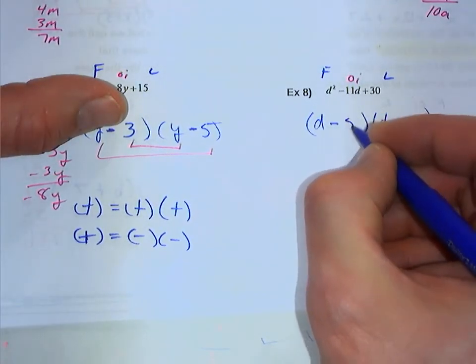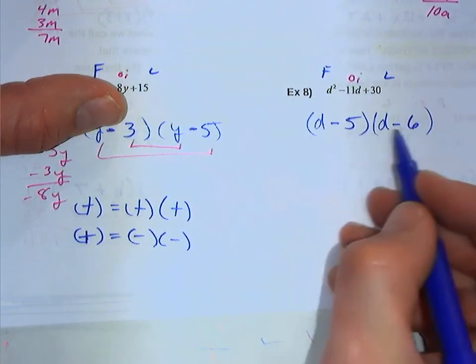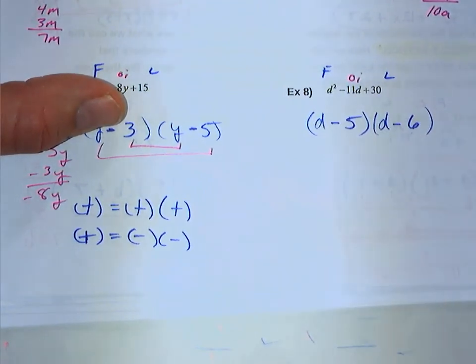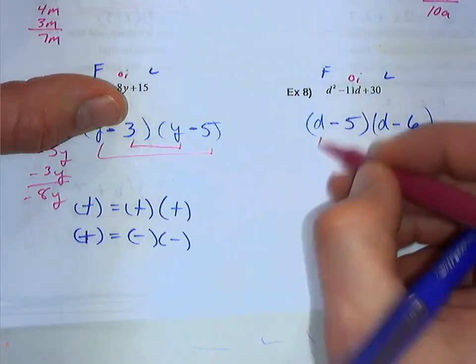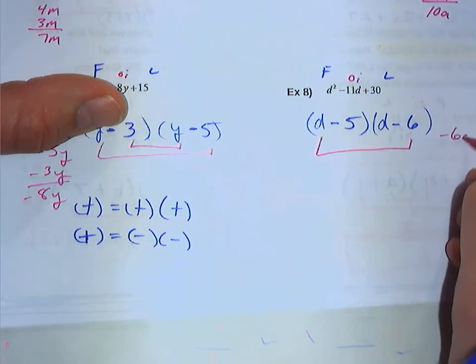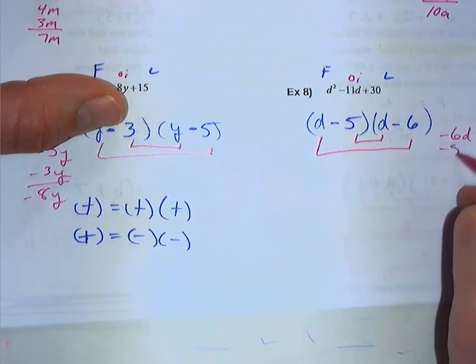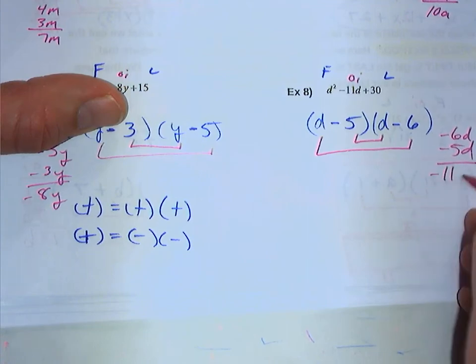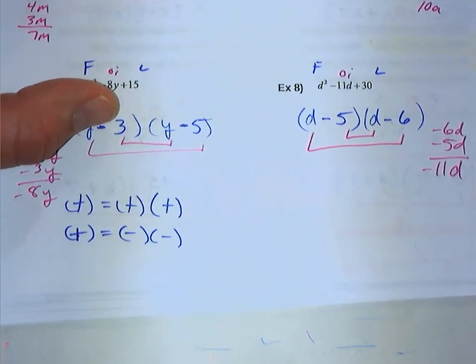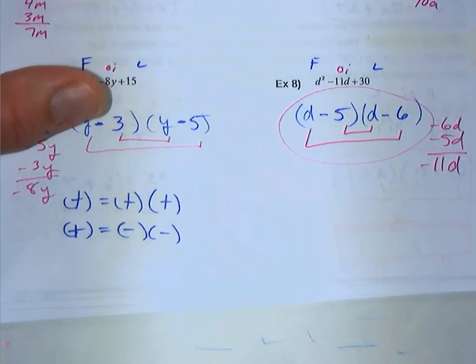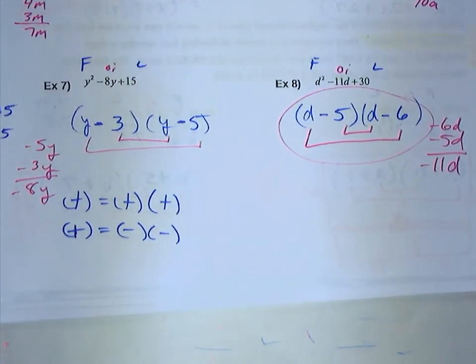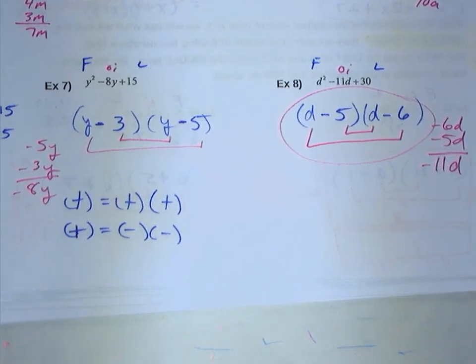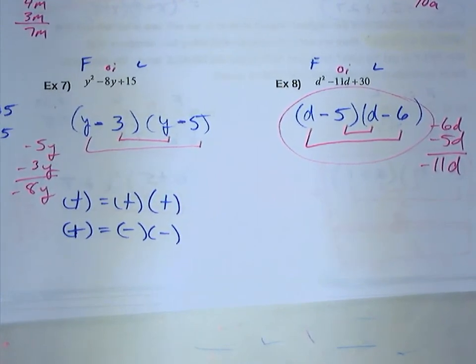5 and 6. So negative 5 times negative 6 is positive 30. And then when we check our outers and inners, that's negative 6d and negative 5d. Boom. That's negative 11d. Works out perfect. So Colton guessed, he checked, we got it right. You guys have any questions for me? Any questions? Okay.